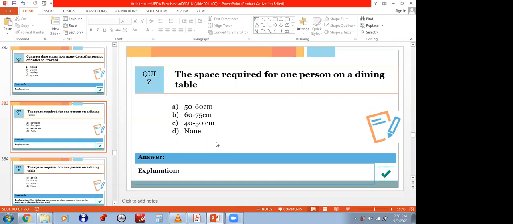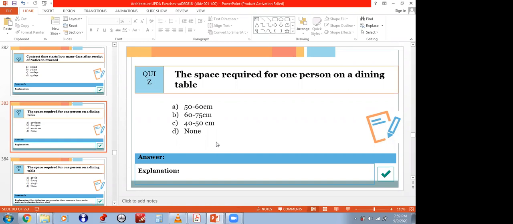Yes, wait a second. Isn't the space per person a fixed dimension? So there is a minimum. There is a minimum, right? But now on a 3 to 6 seater, if there are only 4 people sitting on the table, the space required is not the minimum. The minimum space required for one person is around 60 centimeters. Okay, that's minimum.